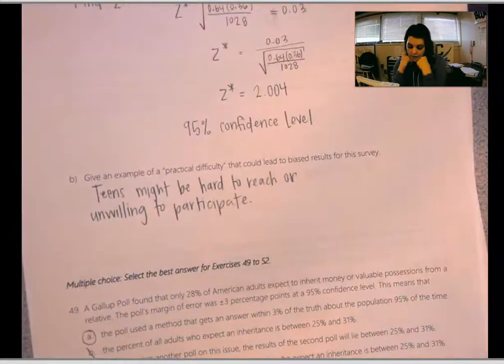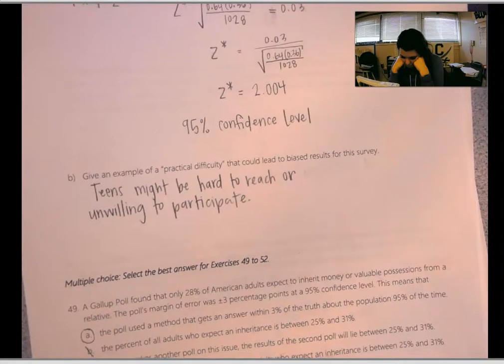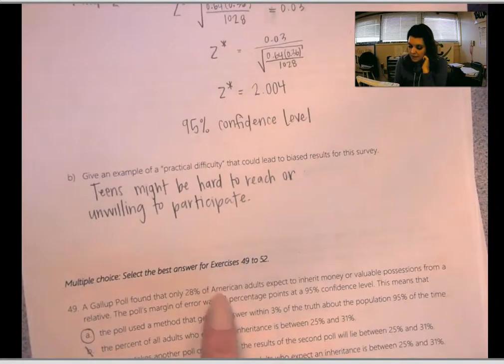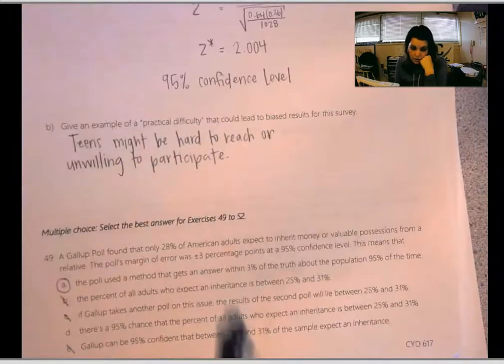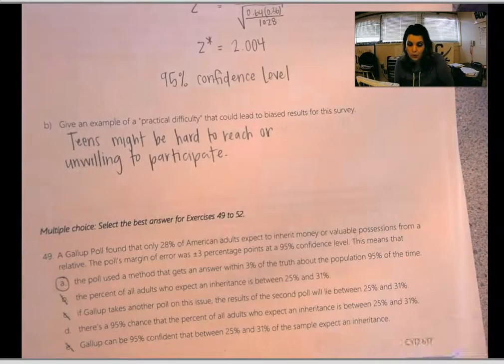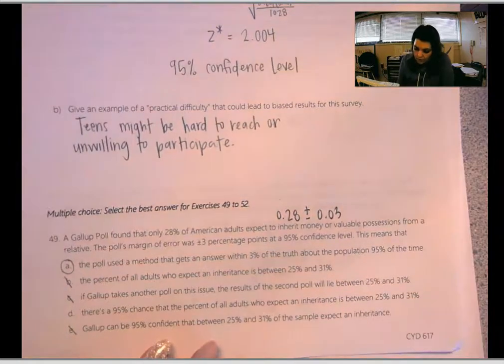Okay, number 49 is alpha. I'm just double checking the phrasing. So the poll found that 28% of American adults expect to inherit money or valuable possessions from a relative. The poll's margin of error is plus or minus 3 percentage points. So that means that our confidence interval is 25 to 31. So this margin of error, we combine with that 0.28. So 0.28 plus or minus 0.03.